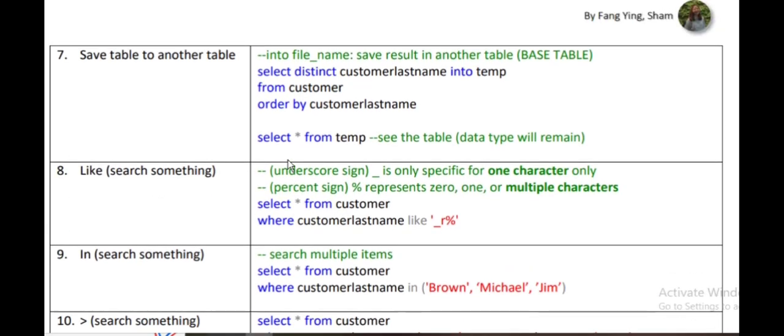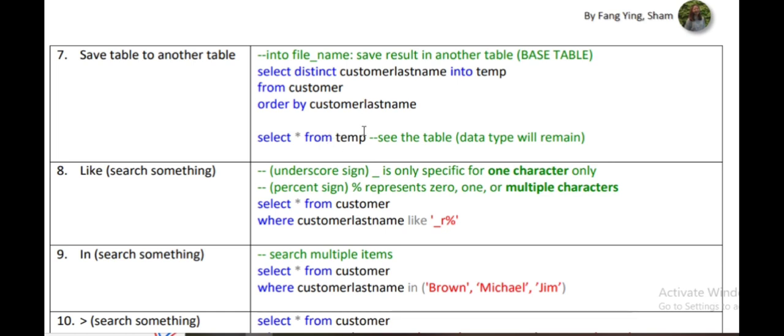Number 7. Save the result into another table. INTO file name saves the result in another table, a temp table. Select distinct customer last name into temp from customer, order by customer last name. Select all from temp, see the table, the data type will remain. So that's how we save the result in another table named temp. This is the code snippet: select distinct customer last name into temp from customer, order by customer last name.